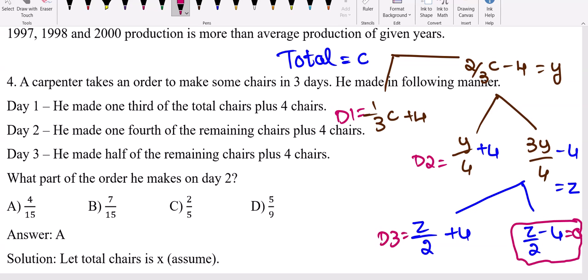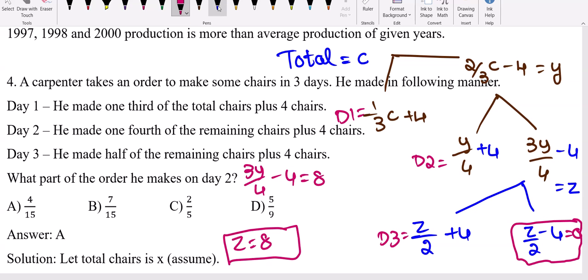If they're asking about day 2, you want the y value. First calculate the z value. Z value is nothing but 8. Now put that z value here: 3y divided by 4 minus 4 is equal to 8. You will get the y value now. But they're asking the fraction part, so we need to crack C also. Fine, no problem. Now what is this y value? This will be 12, y equal to 16 it seems.